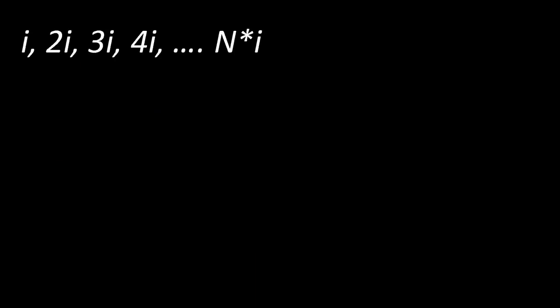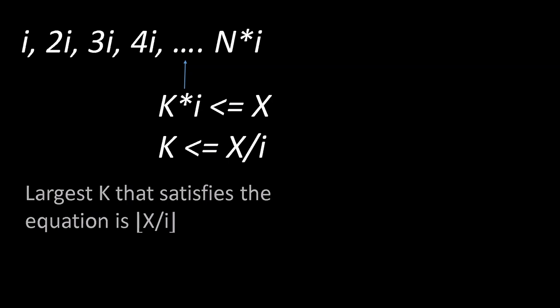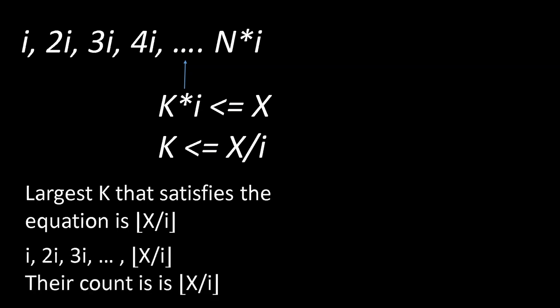Let's shortly prove this. The entries in the row are i, 2i, 3i, 4i, up to n times i. An entry k times i is less than or equal to x if and only if k is smaller than or equal to x over i. The largest k that satisfies the inequality is by definition floor of x over i. Therefore, the entries that are less than or equal to x are exactly i, 2i, 3i, up to floor of x over i times i. And their count is floor of x over i.